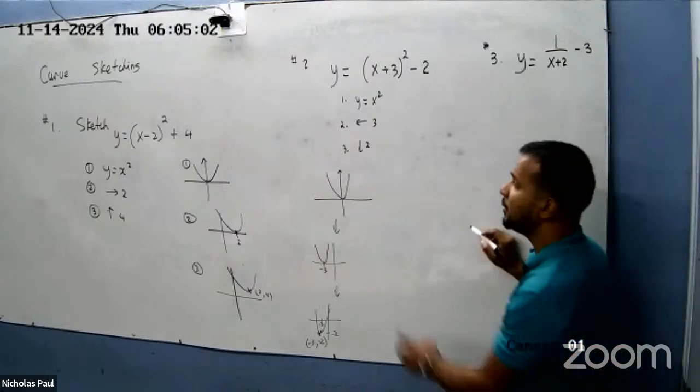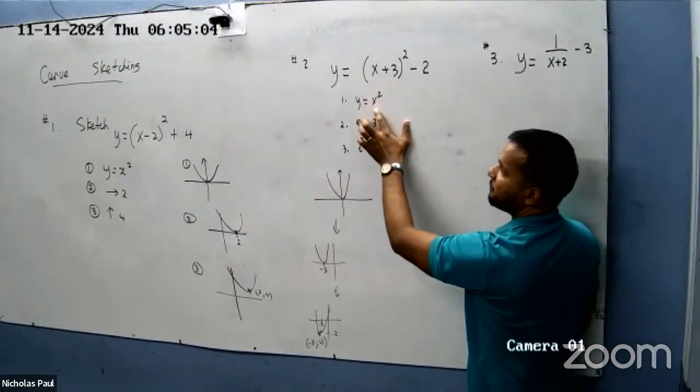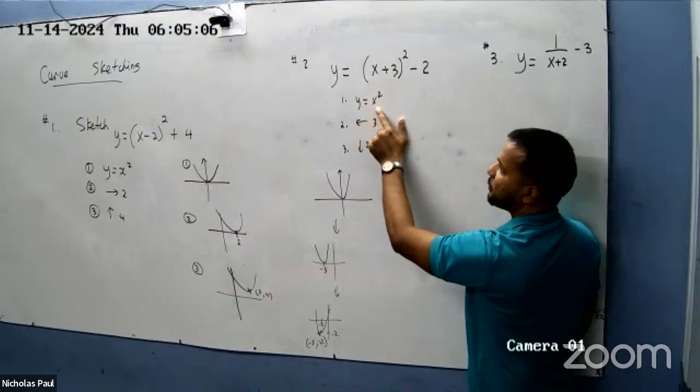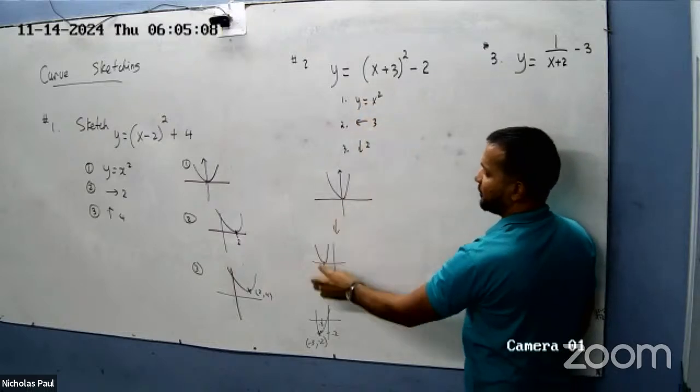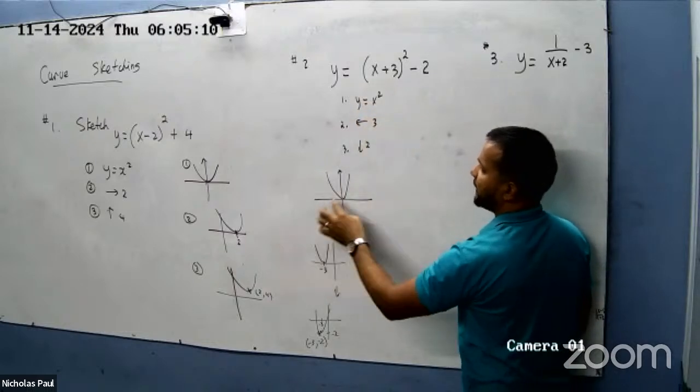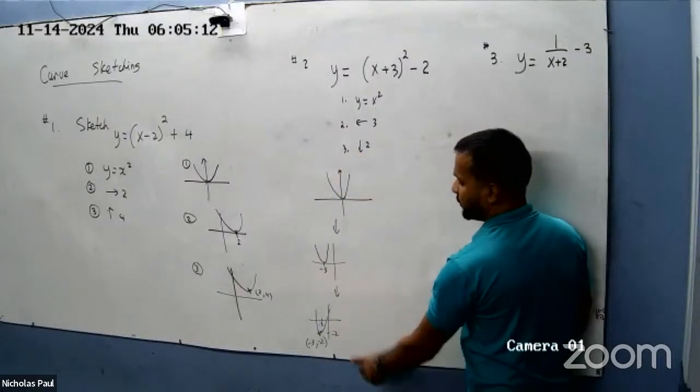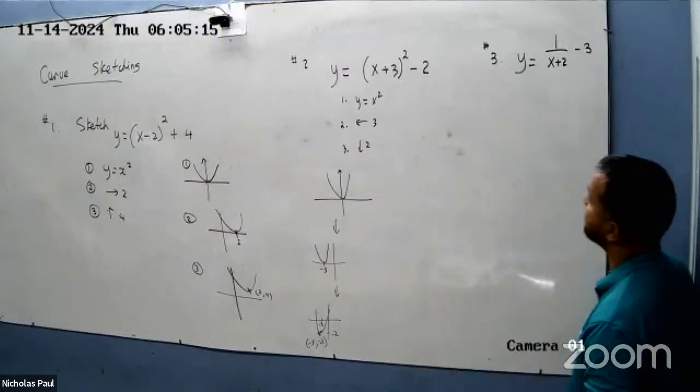All right, online? So I recognize that the base function was y is x squared. I should move it to the left 3, right? 1, 2, 3, and then I move it downwards 2, 1, 2. So that is the equation.